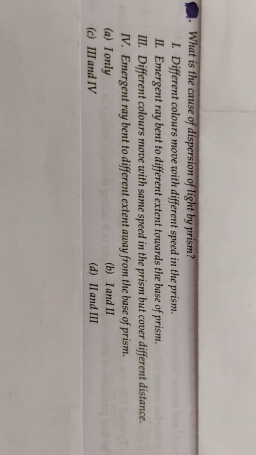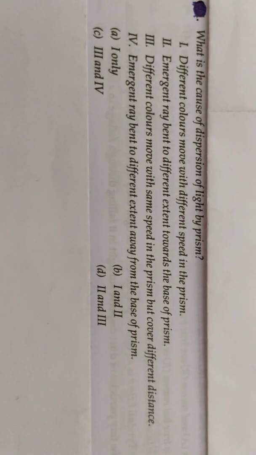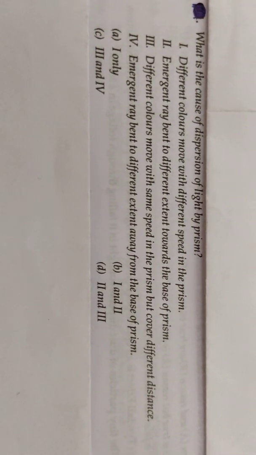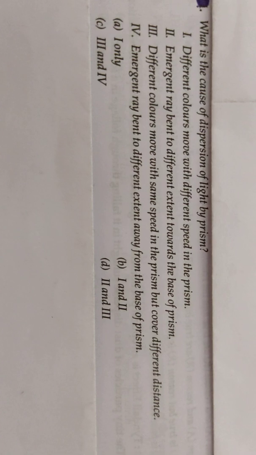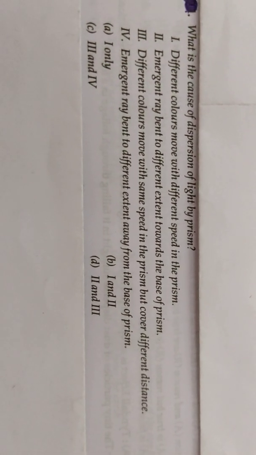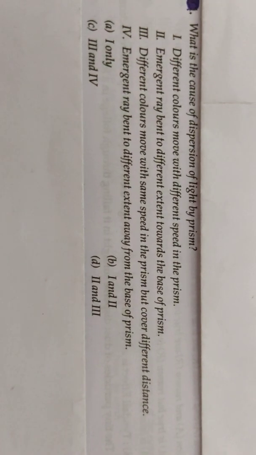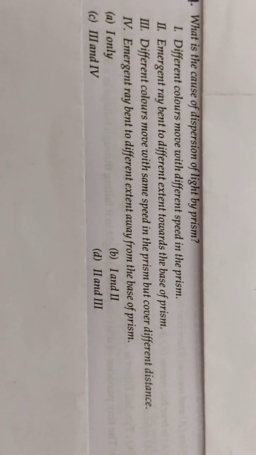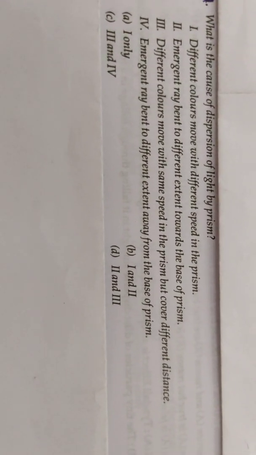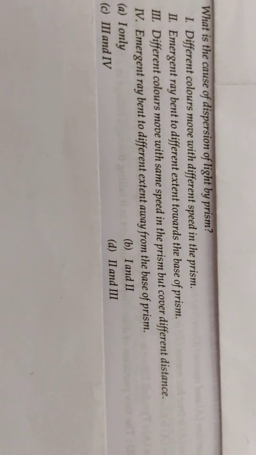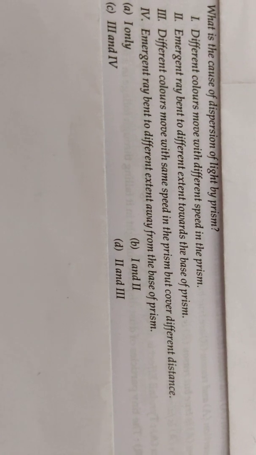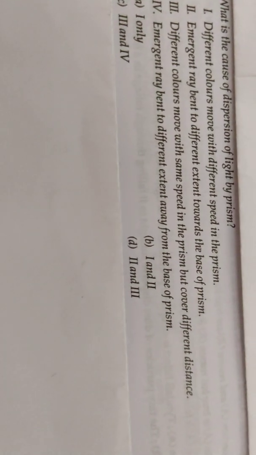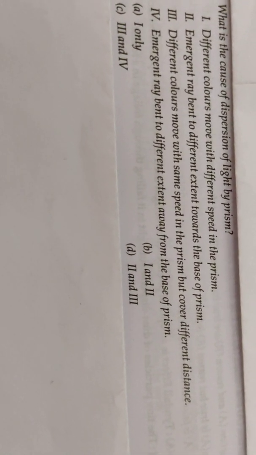Now, in this case, what is the cause of dispersion of light by prism? There are 4 statements given. Different colors move with different speed in the prism. Emergent ray bend to different extent towards the base of prism. Different colors move with same speed in the prism but cover different distances. Emergent ray bend to different extent away from the base of prism. And if the concepts are clear, you know that there are 4 options given, A, B, C, D. In each option, either one sentence or 2 sentences are chosen to be correct. So you have to choose the correct statements first to choose the correct option.